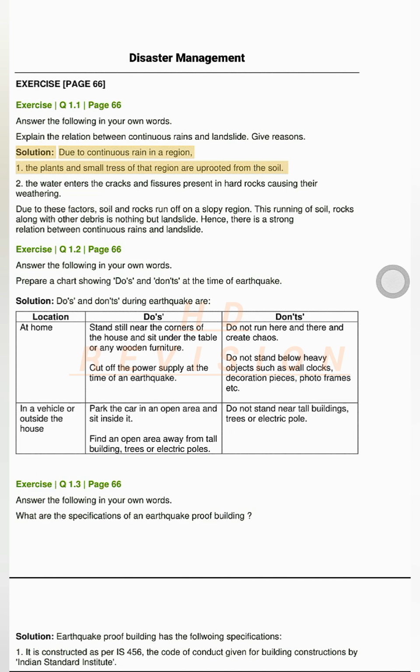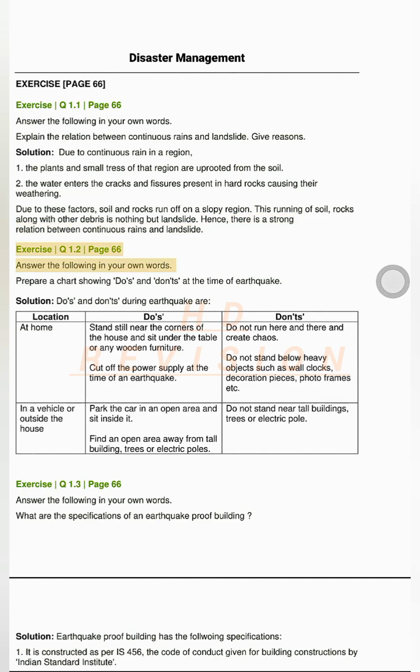1. The plants and small trees of that region are uprooted from the soil. 2. The water enters the cracks and fissures present in hard rocks, causing their weathering. Due to these factors, soil and rocks run off on a sloppy region. This running of soil, rocks along with other debris is nothing but landslide. Hence, there is a strong relation between continuous rains and landslide.